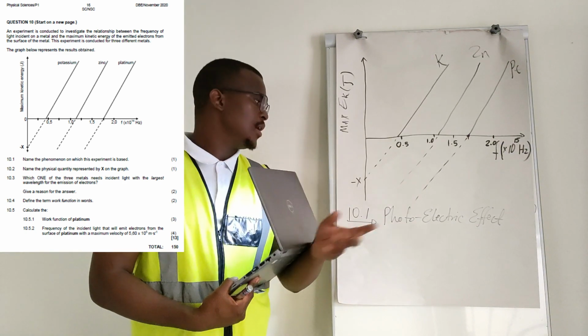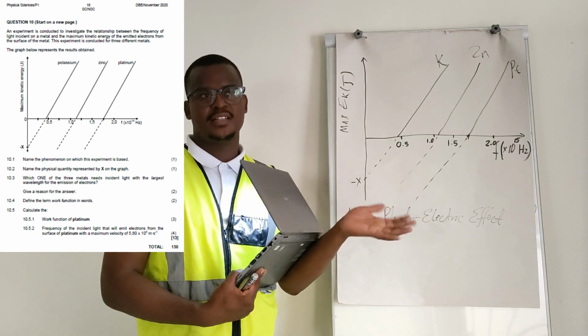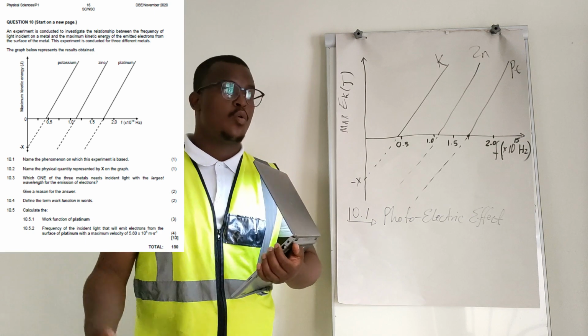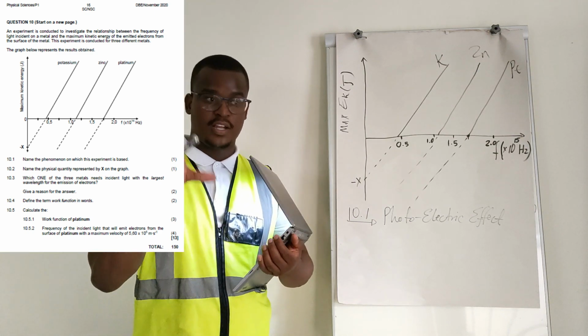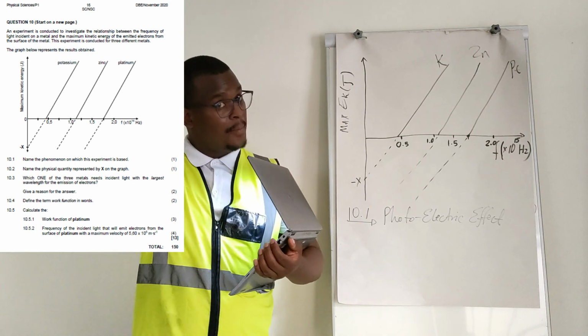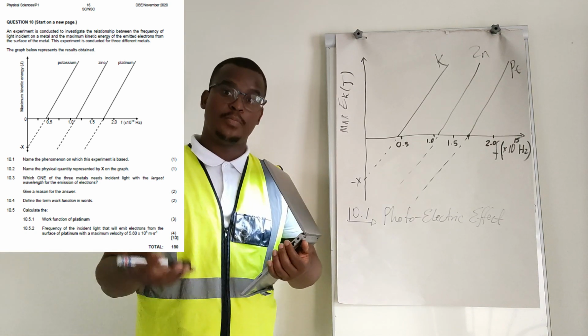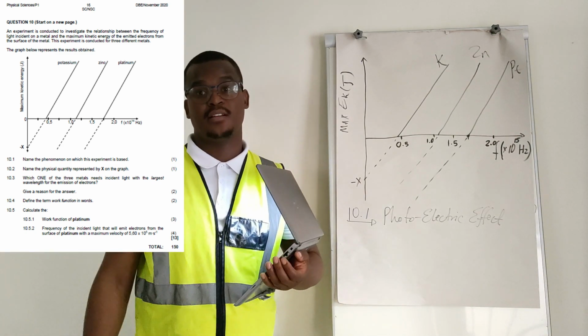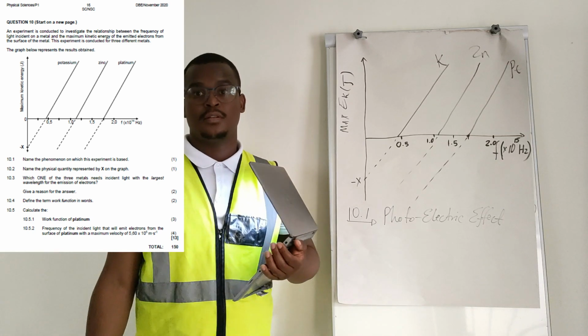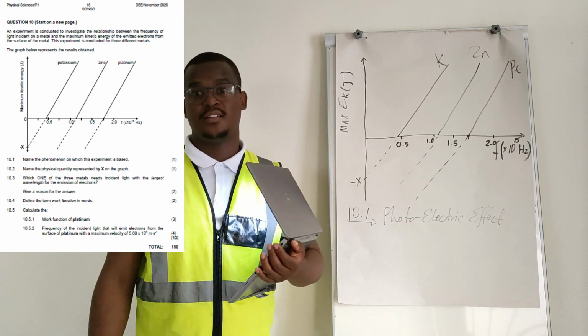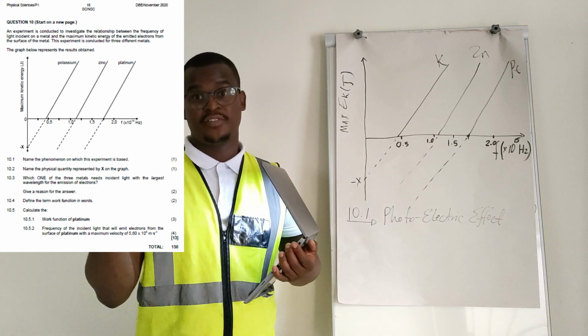This phenomenon is observed when light is shone onto a metal, and electrons are observed to be ejected or emitted from the metal surface. So that's what the photoelectric effect is.